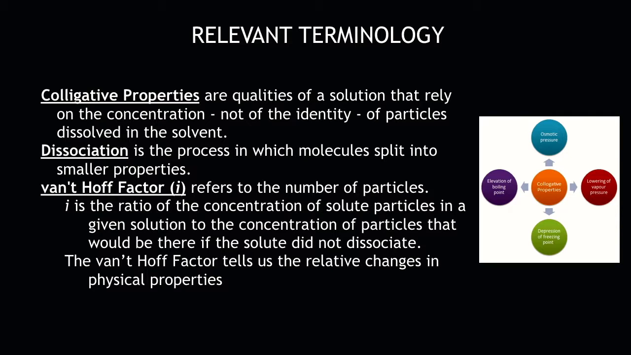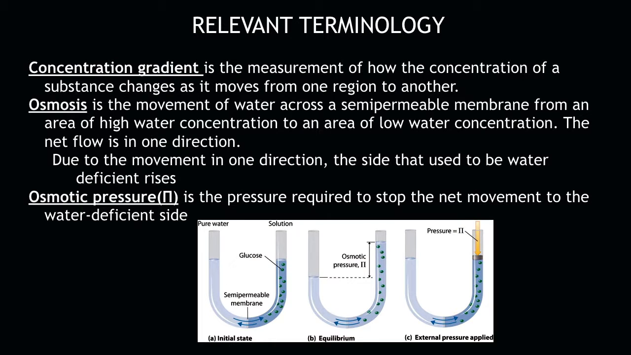On the side here, you see some of the basic colligative properties in this chart. One of them is the osmotic pressure, which we'll be talking about in the next slide. Some others we won't be discussing here, but you should know them: the elevation of the boiling point, the lowering of the vapor pressure, and the depression of the freezing point.